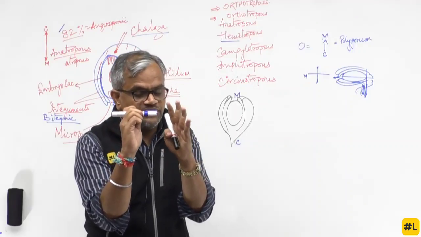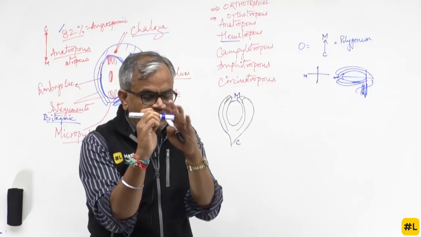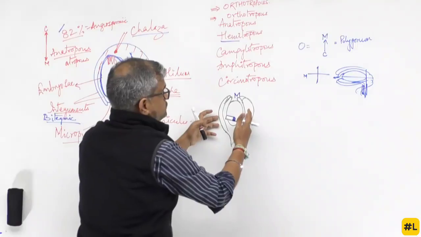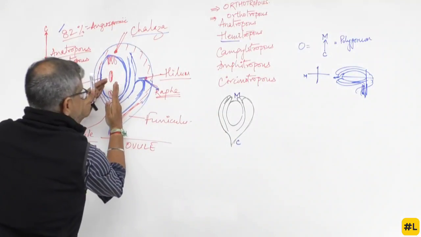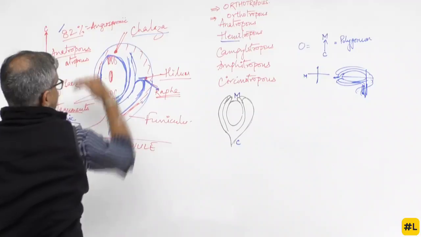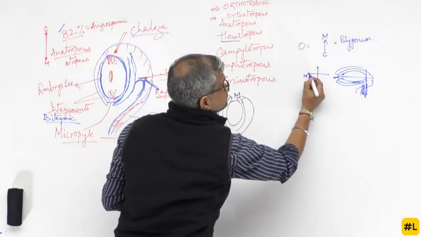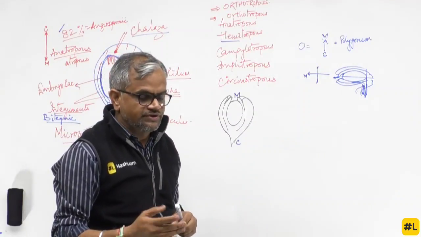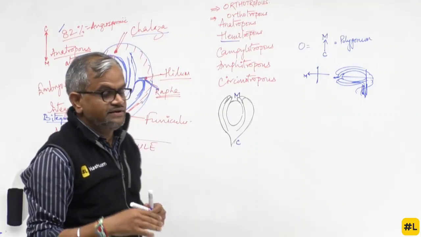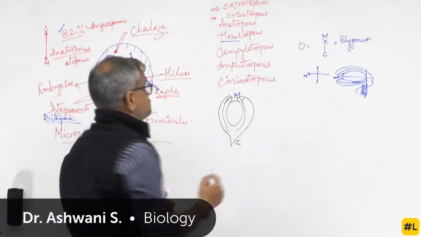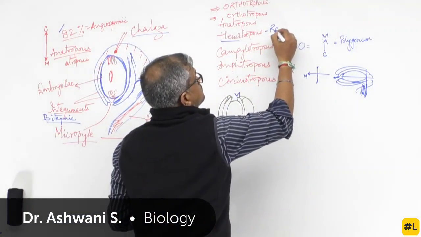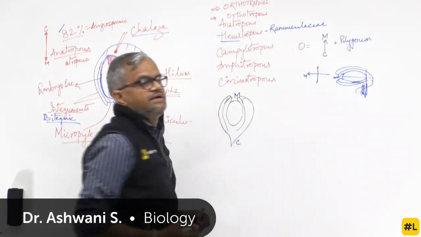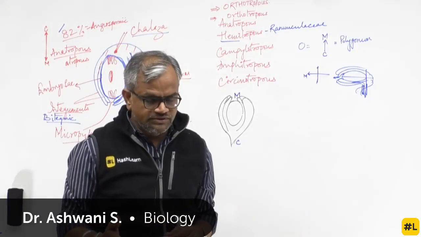It is twisted halfway, but the degree of curvature is intermediate between anatropous and orthotropous. So neither this nor this. It is somewhere like this. That's why I told you. And this hemitropous is very common in Ranunculaceae, most importantly. Most commonly, it is found in Ranunculaceae. Do remember.